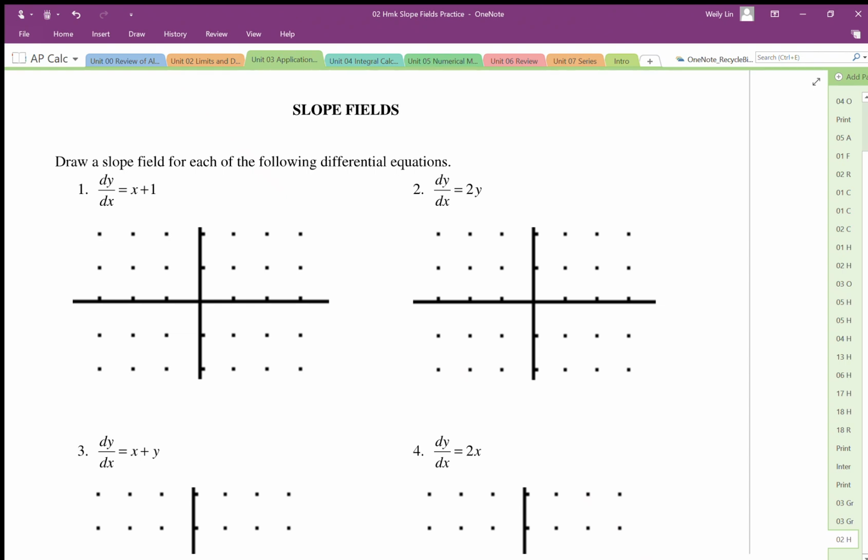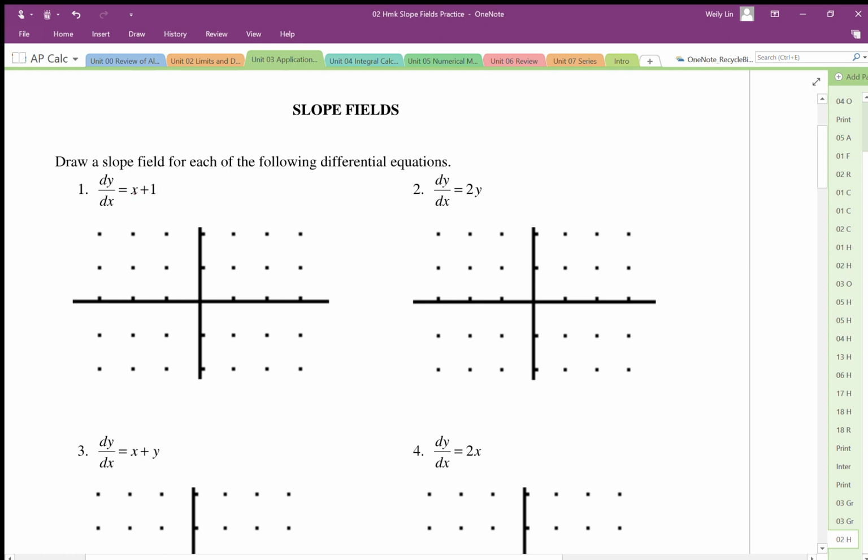These are a few solutions to the slope fields worksheet, the 0-2 homework. Question 1 asks us to draw a slope field for each of the following differential equations. A slope field can be drawn by just making slope segments by substituting in x and y coordinates.